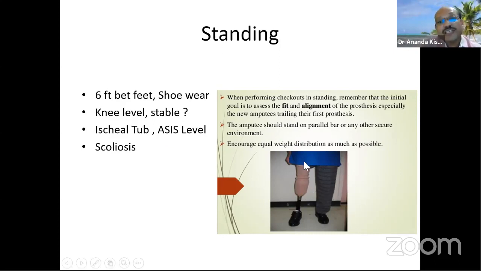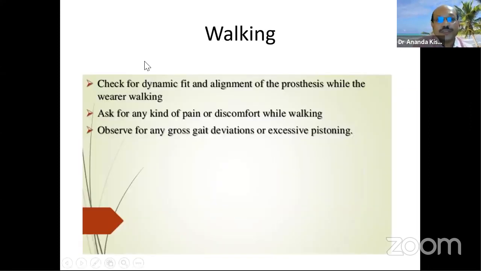We have to see the ischial tuberosity and the anterior superior iliac spine. Both anterior superior iliac spines should be at the same level. If they are not at the same level, that means the height should be adjusted. And also you have to see the scoliosis. If there's a limb length discrepancy, there will be development of scoliosis, and that is a secondary scoliosis. This secondary scoliosis readily disappears once the patient is asked to sit down. So these are the points to be checked when the patient stands with the prosthesis on.